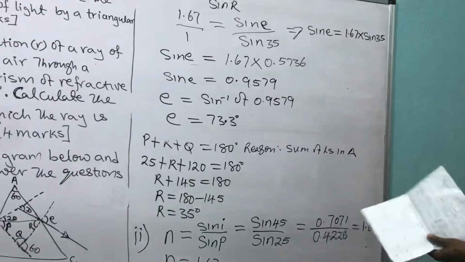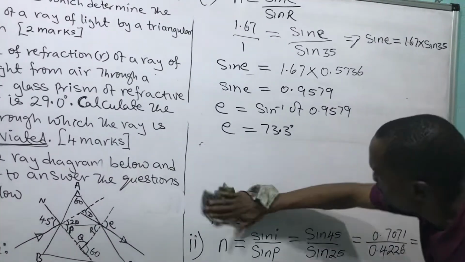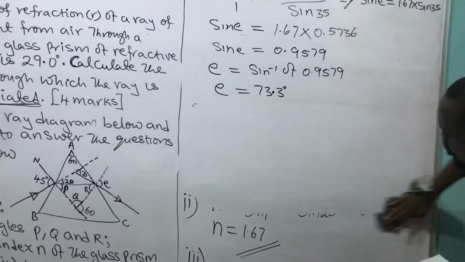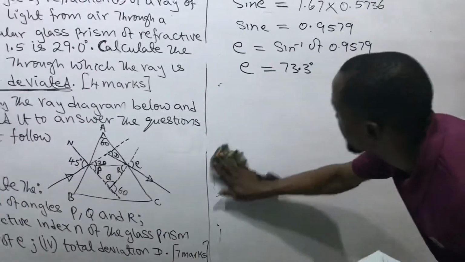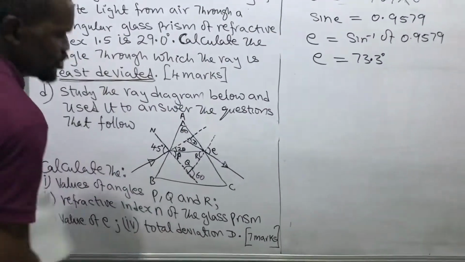73.3 degrees. Then what again did they say I should find? They say I should find the deviation. Let's find the total deviation. This question said total deviation.